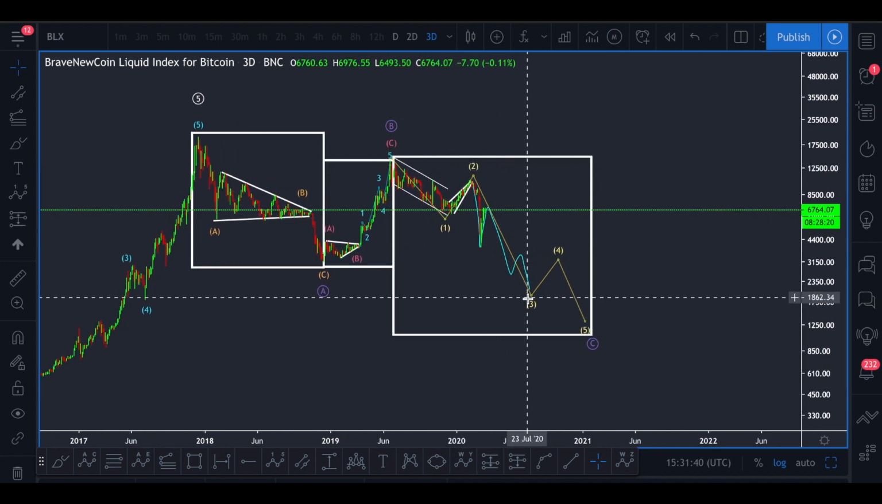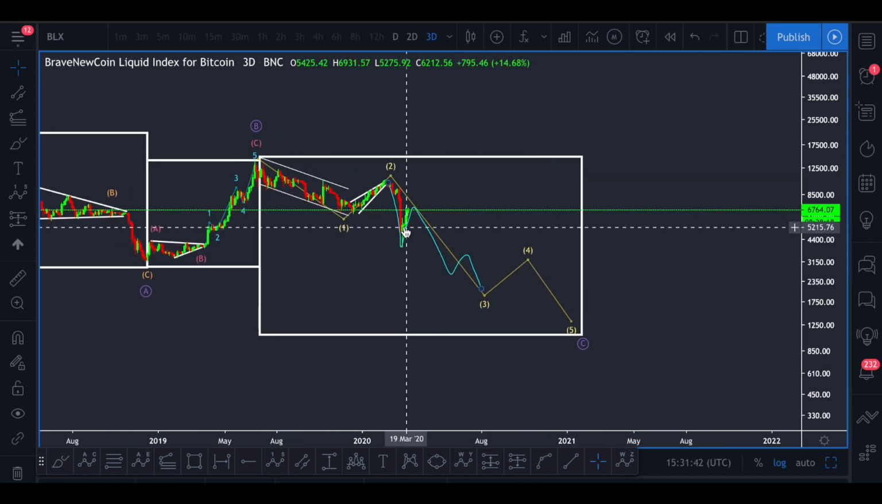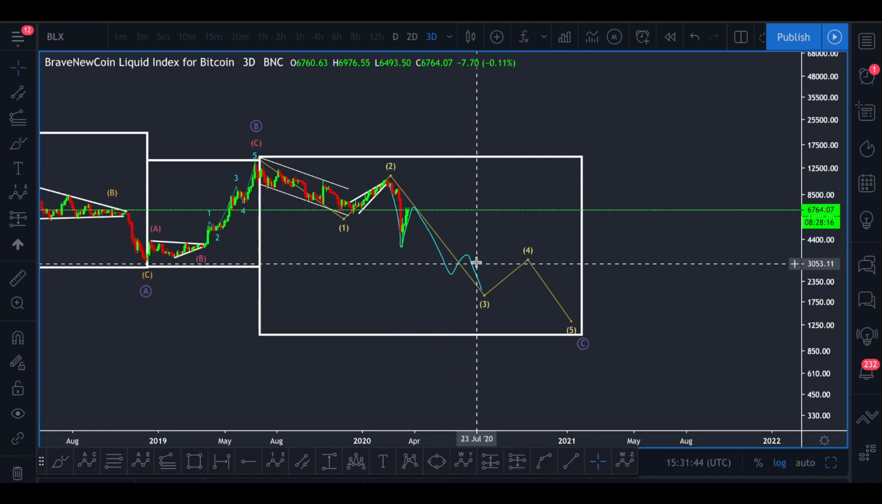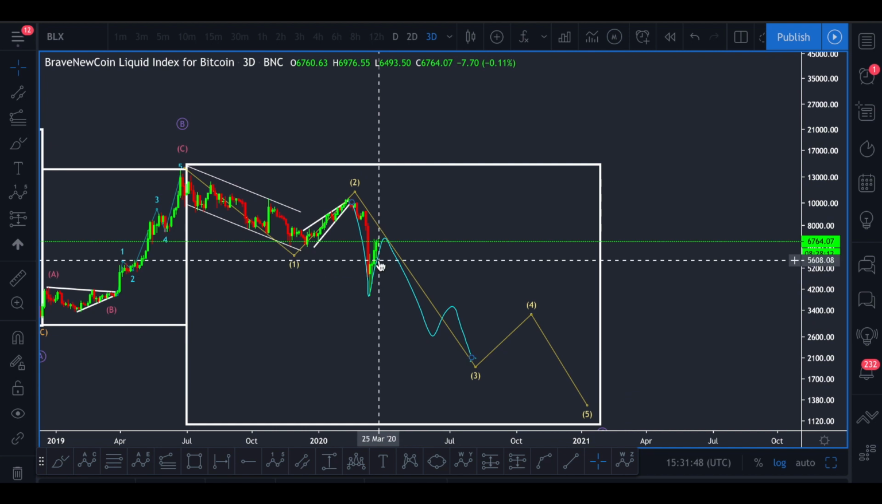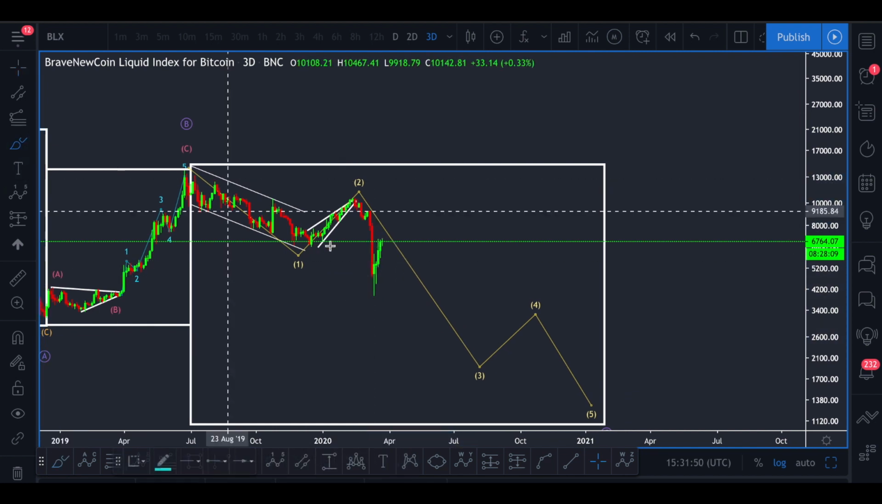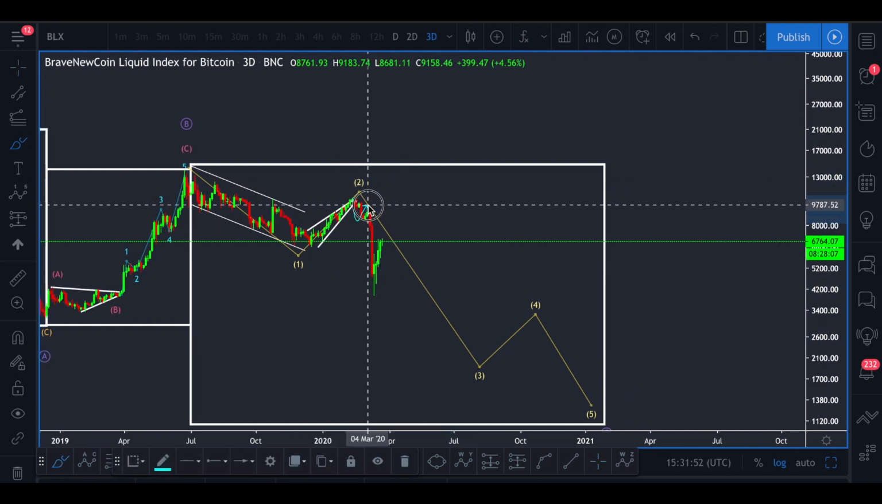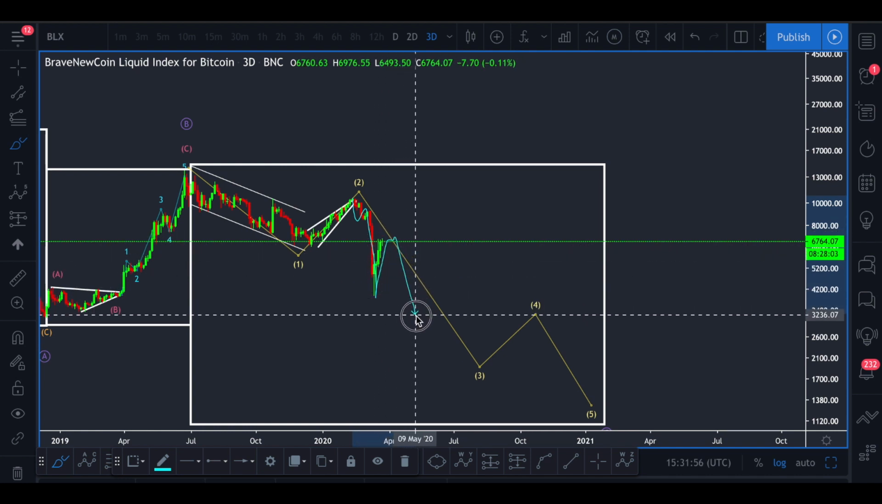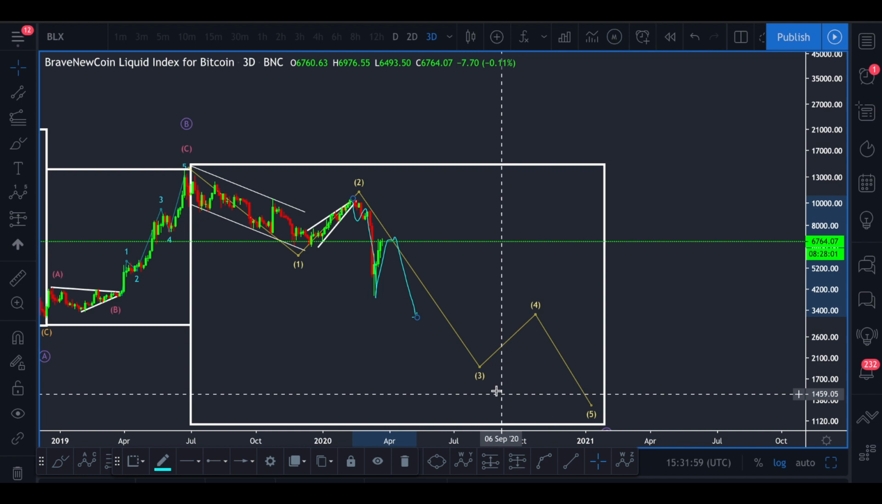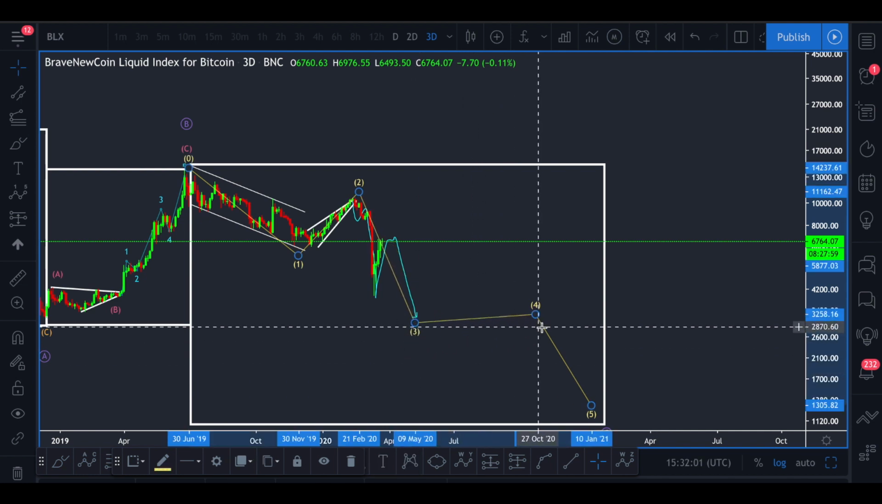I think we're still working on this third wave. And so, like I said, I think that that's 1, 2, 3, 4, 5, but it could also look like this is wave 4 already on the lower degree. So for wave 1, 2, 3, we're working on 4, and then we come down here for 5. Something like that. And so that would finish 3 over here.